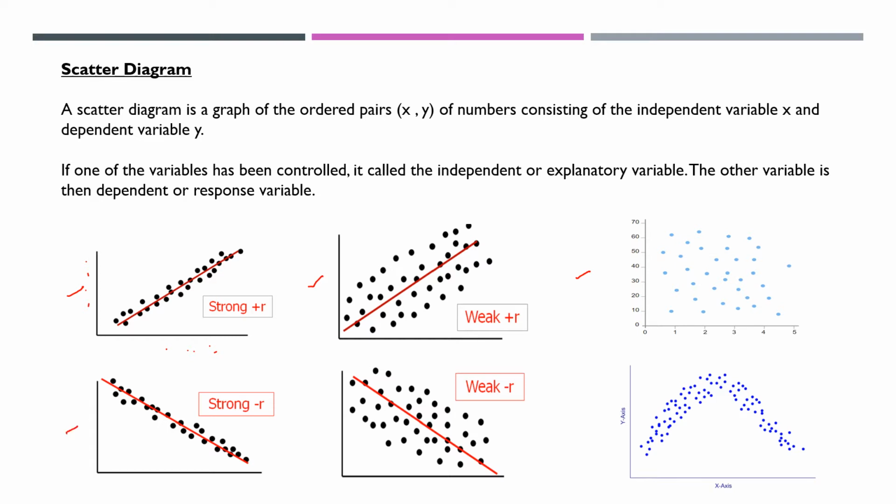Number 4, this is a strong negative correlation. The value of y clearly decreases as the value of x increases. Number 5, this is a weak negative correlation. The value of y decreases slightly as the value of x increases. And the last one is a complex correlation. The value of y seems to be related to the value of x, but the relationship is not easily determined.